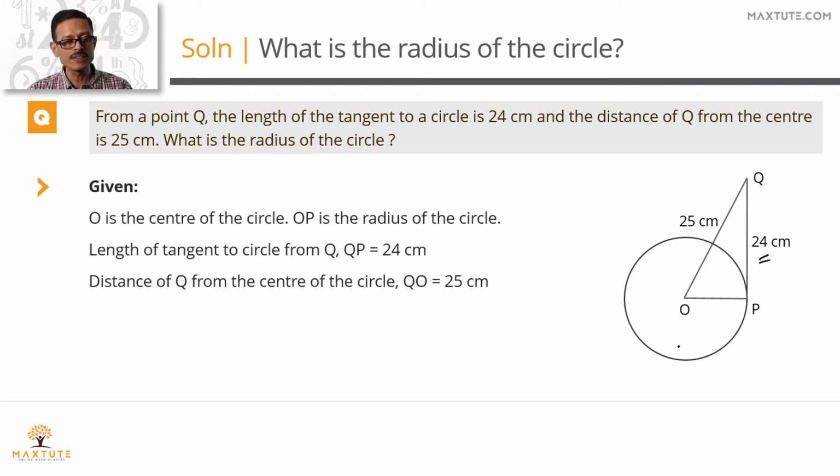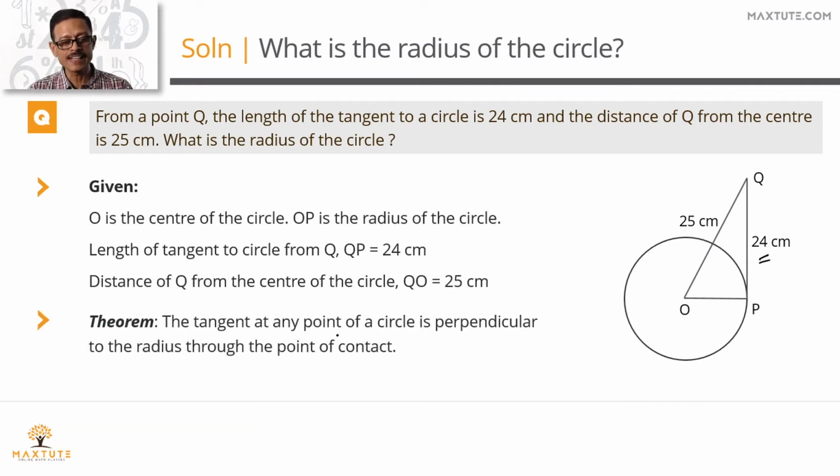We're going to be using one theorem to solve this. The theorem reads as follows. The tangent at any point of a circle is perpendicular to the radius through the point of contact. Tangent is QP. It is in contact with the circle. It touches the circle at point P. The radius drawn at point P will be perpendicular to the tangent. So angle QPO is a right angle which is equal to 90 degrees.